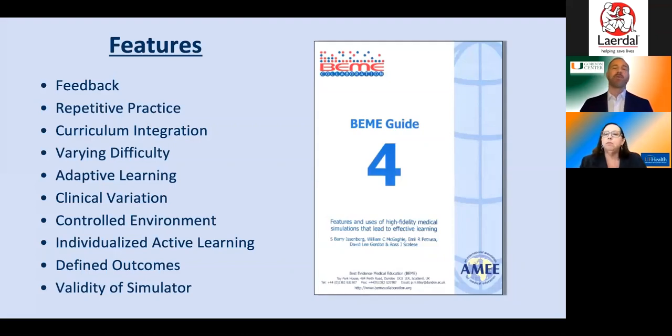These will be of no surprise to anyone. The fact that feedback is important. The importance of offering opportunities for repetitive practice. The importance of curriculum integration, and so forth. And I'd like to use this BEME framework to touch upon these features as they relate to practical tips for how you can integrate Harvey into your educational programs.